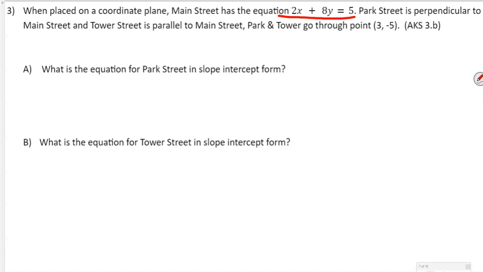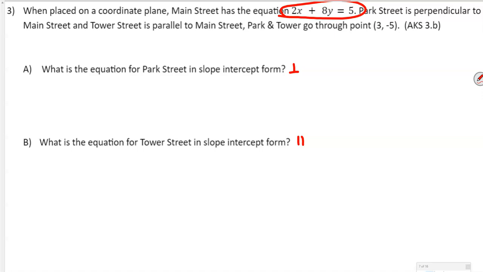So here again, we have this equation, and it says when placed on a coordinate plane, Main Street has an equation of 2x plus 8y equals 5. Park Street is perpendicular to Main Street. So this one is perpendicular, right? Tower Street is parallel, so this one's parallel, okay? So Park and Tower both go through the point 3, negative 5. Okay, so we're going to talk about how this works.